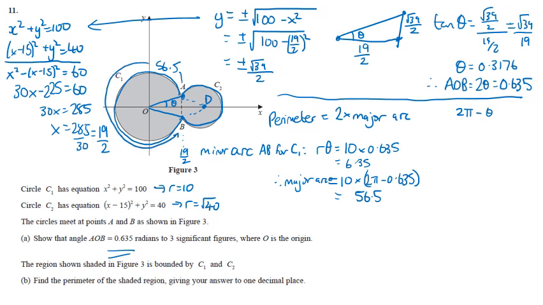We need to do the same for C2. We'll do the same sort of thing as before. I'll change colour so it's a bit less confusing. We've got point D here, and then this is A. So I need to find this angle here. I'll call that alpha.